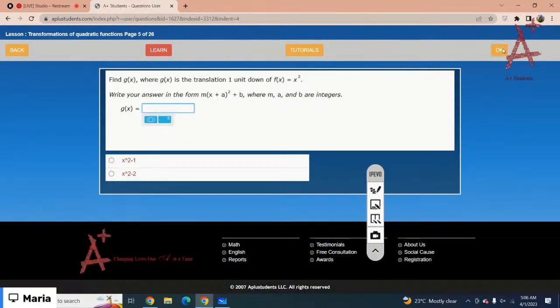Okay, the next one is find g of x, where g of x is the translation 1 unit down. So when the translation is 1 unit down you have to subtract, and when the translation is up you have to add. So it would be x squared minus 1. Got it? Option number 1 is the correct option.